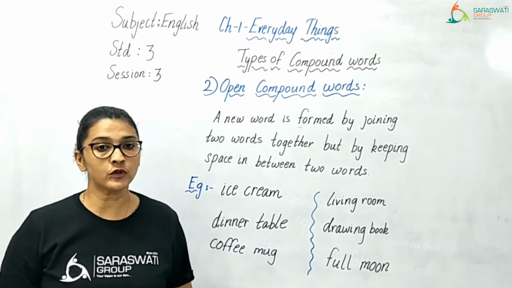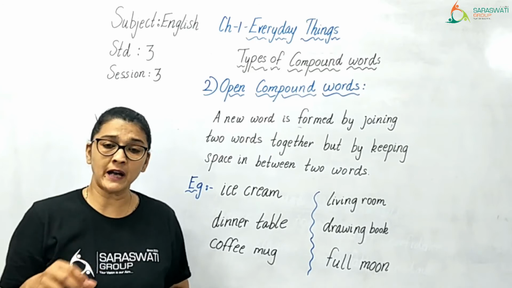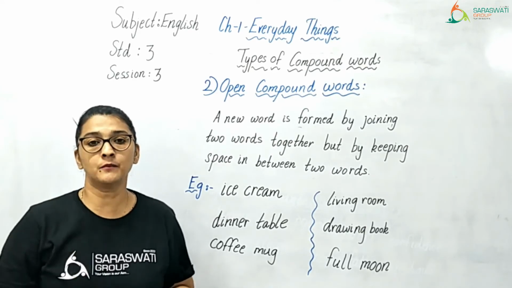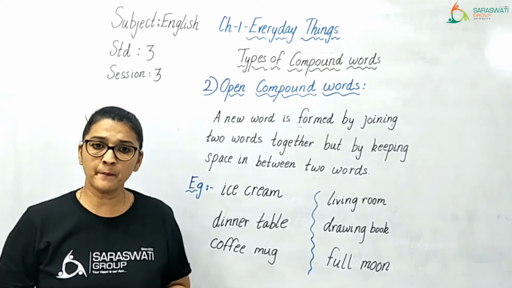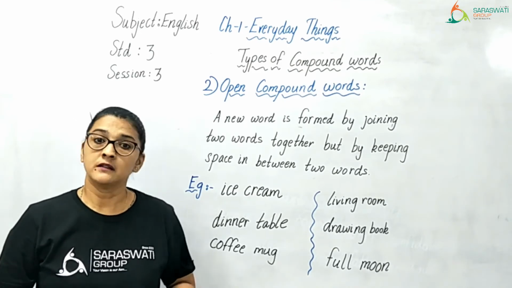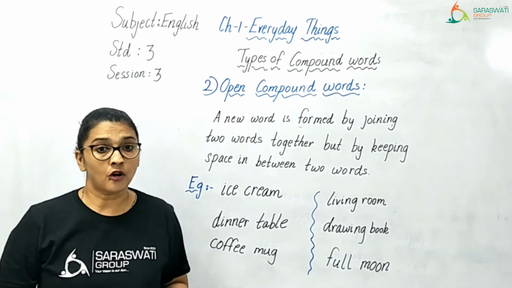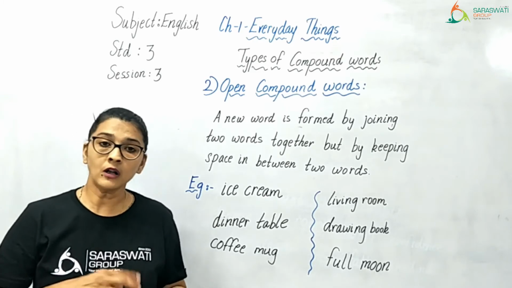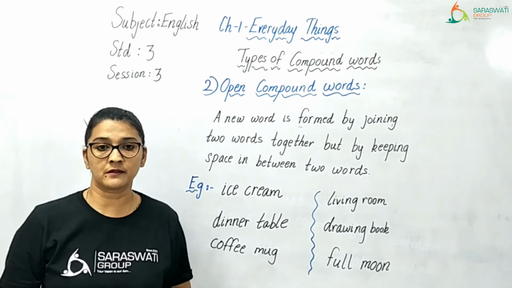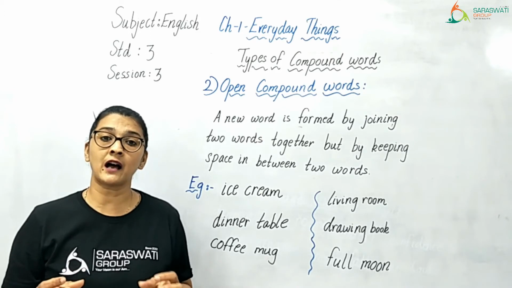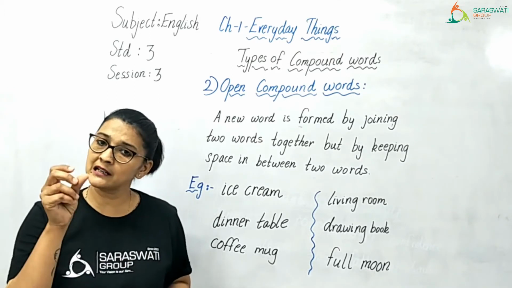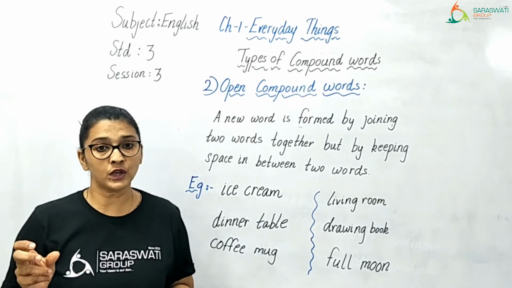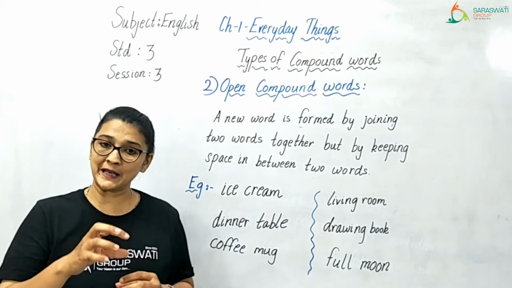In open compound words, a new word is formed by joining two words together but by keeping a space in between the two words. For example, ice cream, dinner table, coffee mug, full moon, drawing book. All these are examples in which the two words are joined together but there is a little space in between, which is pronounced as one word but written with a space in between.